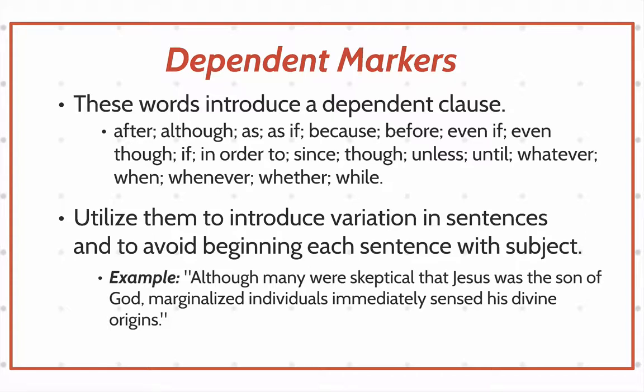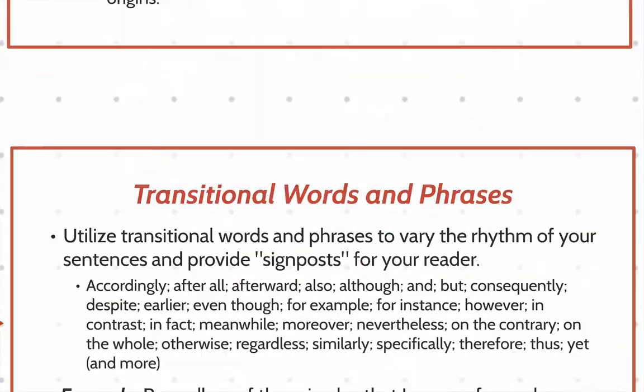Although many were skeptical that Jesus was the Son of God, marginalized individuals immediately sensed his divine origins. So it's going to introduce variation. It's going to lead your reader into the point that you're making, and it can be a good tool to move from one idea to another. So those are the words that introduce a dependent clause.